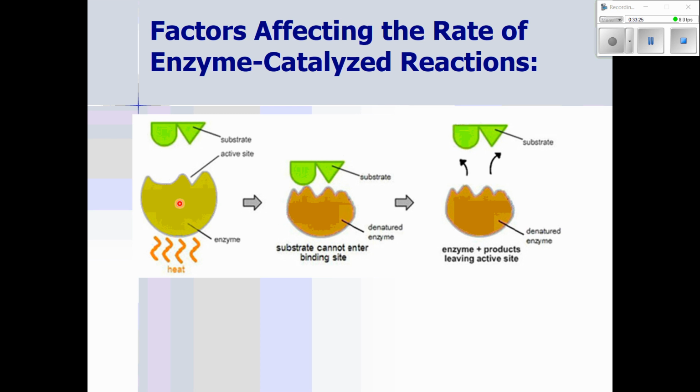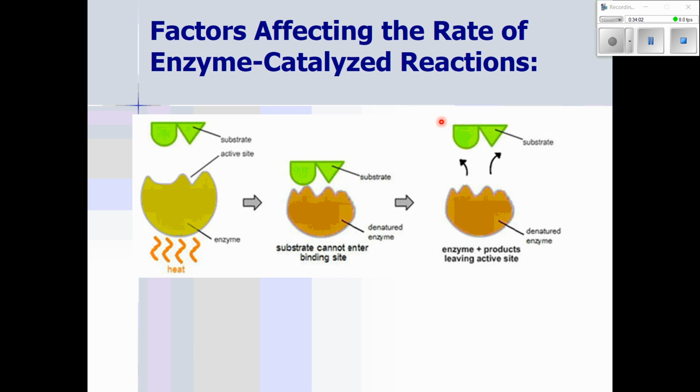Remember, enzymes have tertiary structure, right? They're proteins. They have tertiary structure. If you heat it up, it's going to unfold partially. And look at what that does to the shape of the active site. It totally changes it. We call this a denatured enzyme. The active site no longer has the correct shape. It can no longer bind with the substrate. And so the chemical reaction is just not going to happen. It's going to dramatically slow down the rate of the chemical reaction.